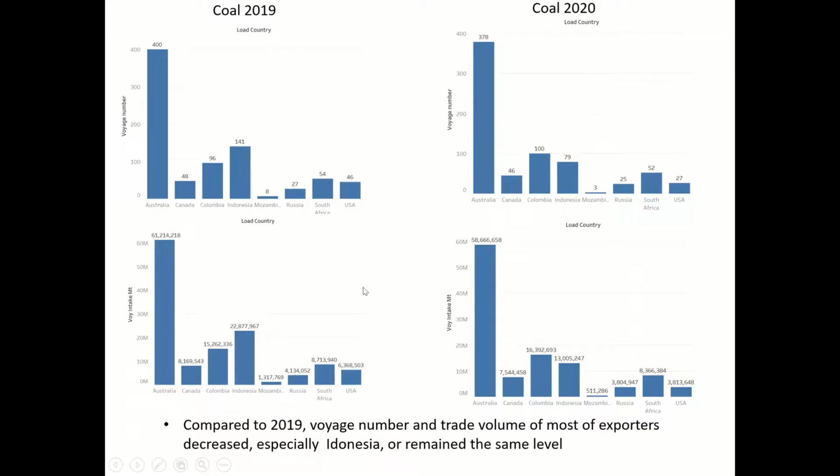And this part is to compare the 2019 and 2020 for the export countries. And compared to 2019, voyage numbers and the trade volume of most of the export countries decreased a little bit. And we can see from these two figures, for the voyage numbers and for the trade volumes, Indonesia decreased the most.